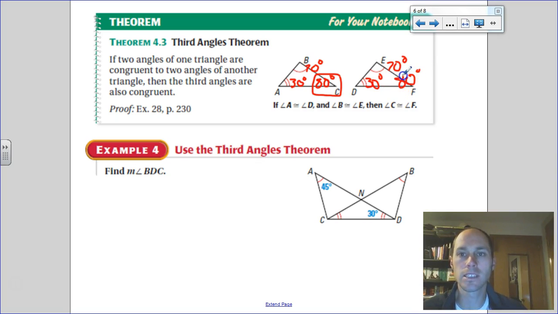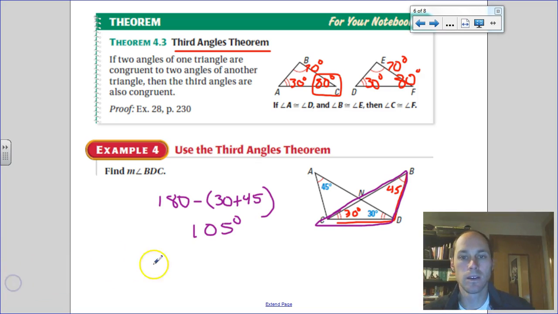So I think you can kind of see that no matter what happens, if we have two angles the same in two triangles, the third angle has to be the same because there's only one possibility there. That's what the third angles theorem says. So if we use the third angles theorem, we can find the measure of angle BDC. I'll highlight it here. See if you can pause the video and figure out what that angle measure has to be.